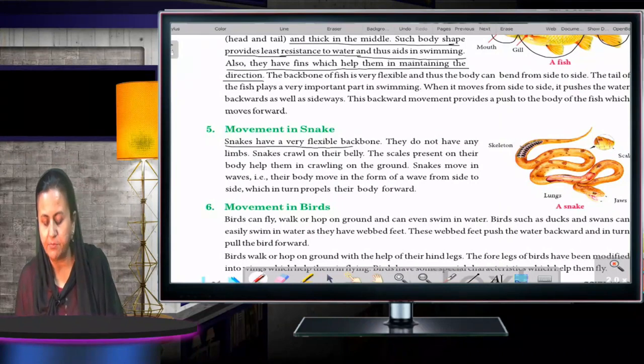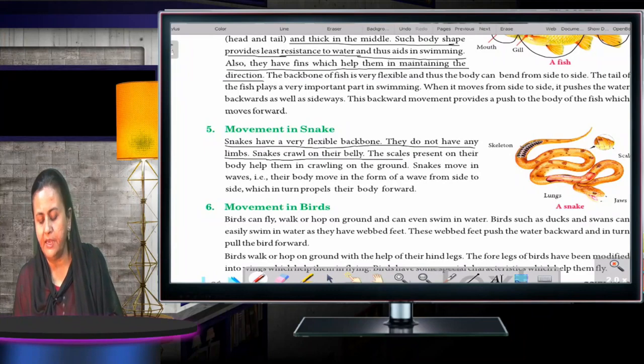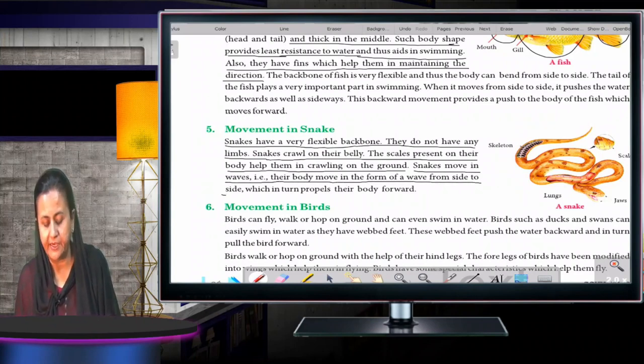Snakes have a flexible backbone. They do not have any limbs. Snakes crawl on their belly. The scales present on the body help them in crawling on the ground. Snakes move in waves, that is, their body moves in the form of a wave from side to side, which in turn propels their body forward.